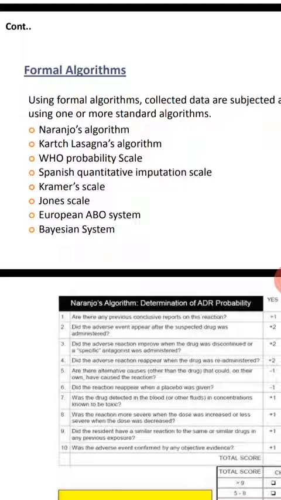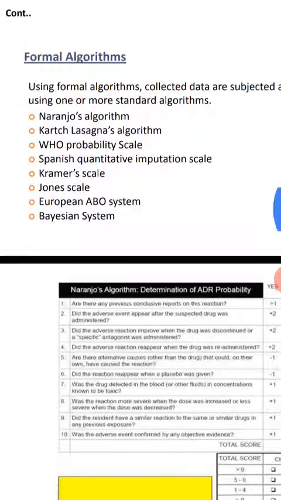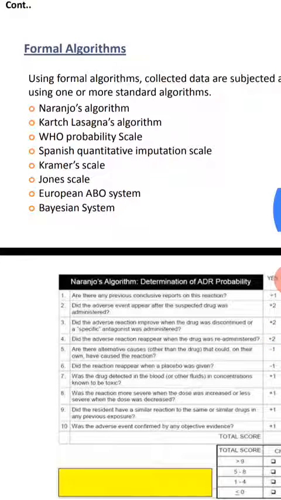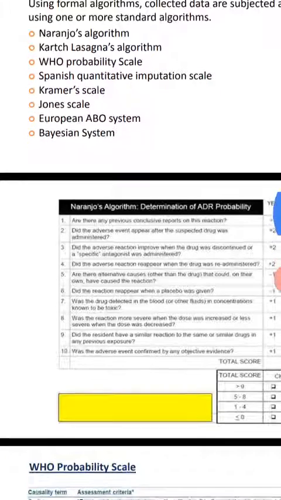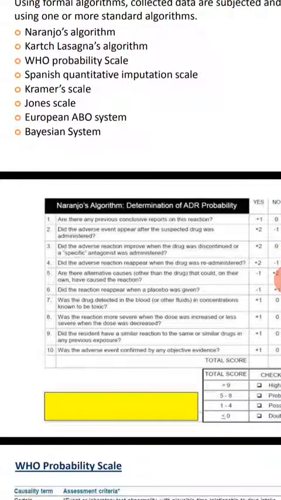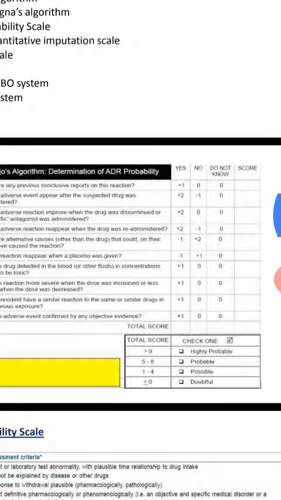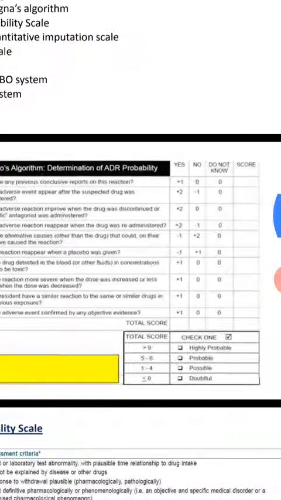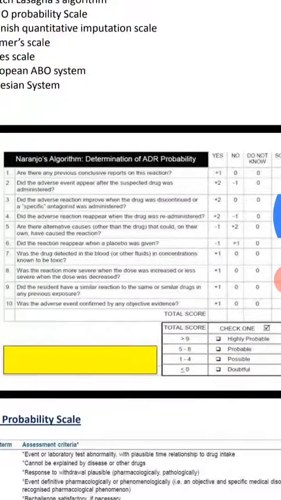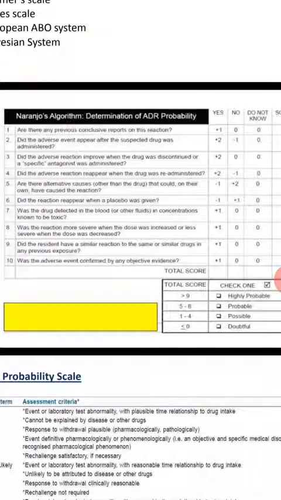The algorithms are Naranjo's algorithm, Kramer's algorithm, Lasagna algorithm, WHO probability scale, Spanish scale, Jones scale, European ABO system, Bayesian system. Among these, the most widely used algorithms are Naranjo's scale as well as the WHO probability scale. The scale algorithm just consists of a series of questions, and you give some score. This is the Naranjo algorithm score.